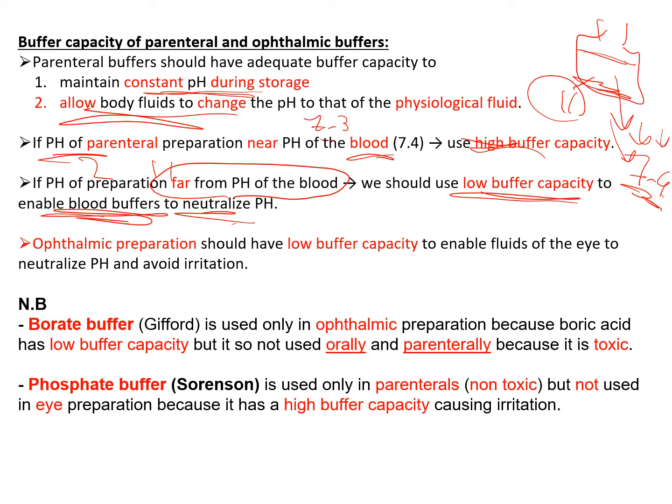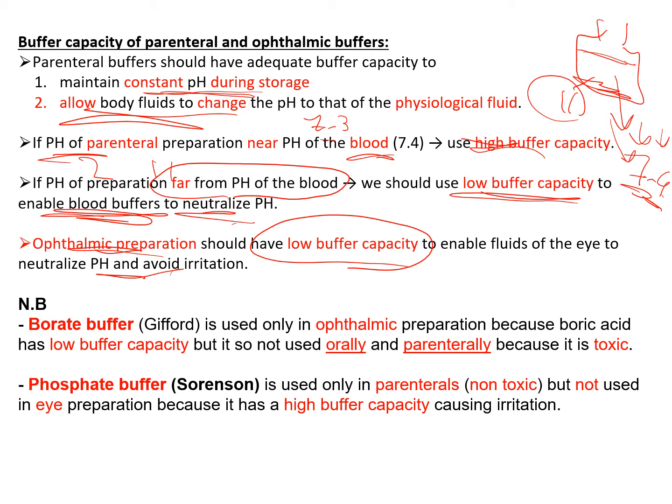In case of ophthalmic preparation, the eye fluid amount is very small, so we cannot use a buffer with high buffer capacity at all, even if the pH of our eye drops is 7.4. Even if it is very close to the physiological pH, we have to use low buffer capacity. If you use a high buffer capacity, in any case, it will be irritant, because again, the capacity and the volume of the tear fluid is very small.